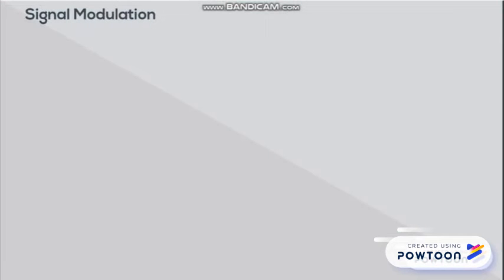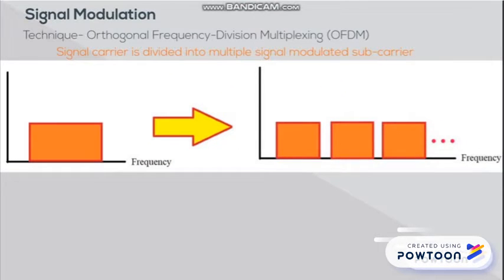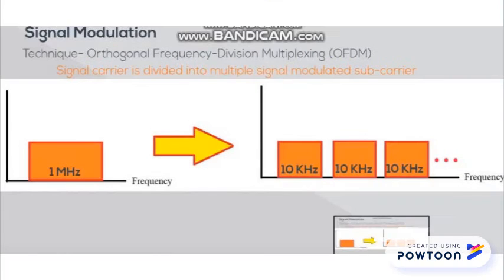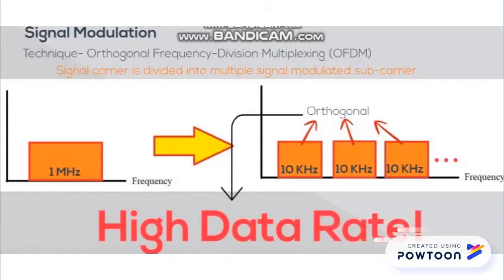The technique used to modulate the signal is OFDM. This is used to divide the signal carrier into multiple signal modulated subcarriers. For example, the signal carrier of 1 MHz is divided into 10 signal subcarriers with 10 kHz each without gap band in between because they are orthogonal to one another.